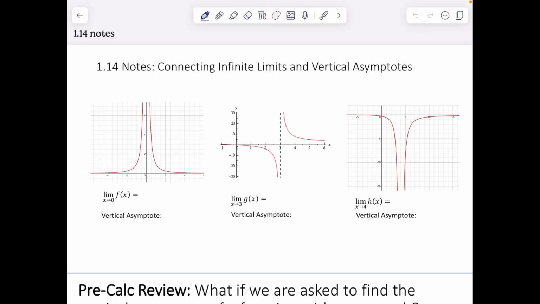Hi everyone, welcome to the 1.14 notes. Today's notes are talking about how we can connect infinite limits and vertical asymptotes.